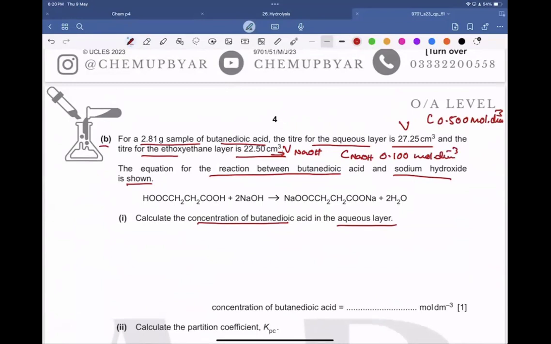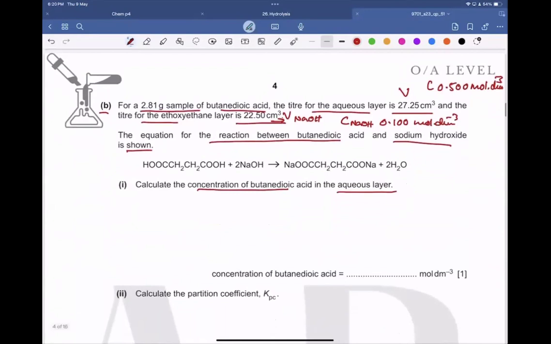Now, we know the volume of NaOH which reacted with the aqueous layer, and we know its concentration as well. If you look at the equation, we got the ratio that it's 2:1 with respect to base and acid. So first I'm going to calculate the moles of sodium hydroxide, which equals the concentration of sodium hydroxide times its volume. The volume given is in centimeter cube, so I divide by 1000 to turn it into decimeter cube. Can anyone calculate and tell me the answer, please?